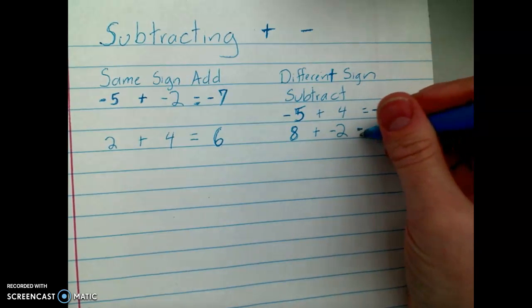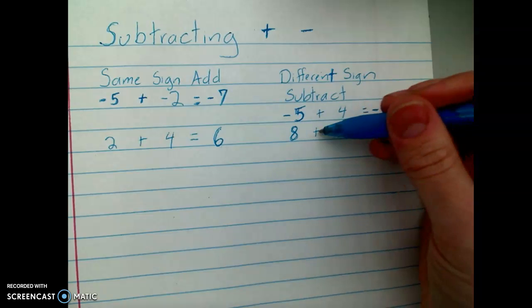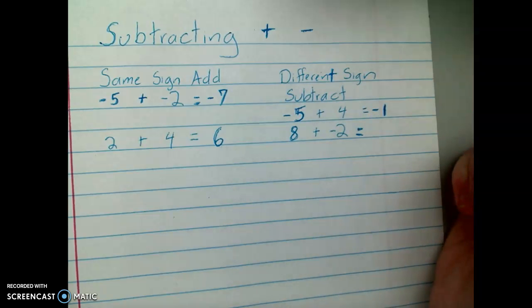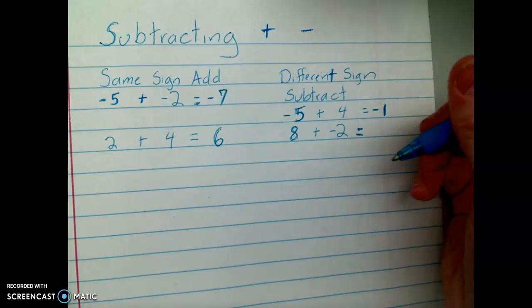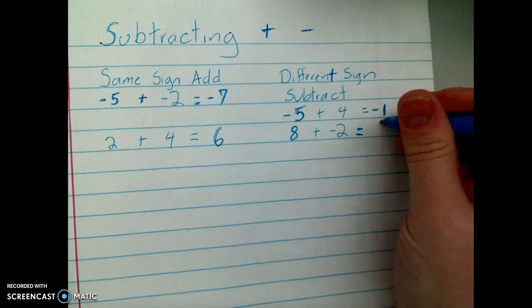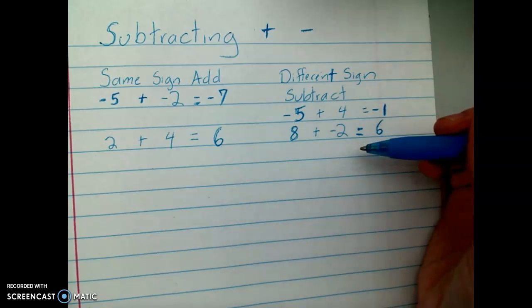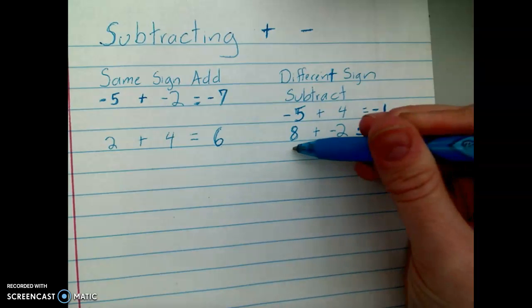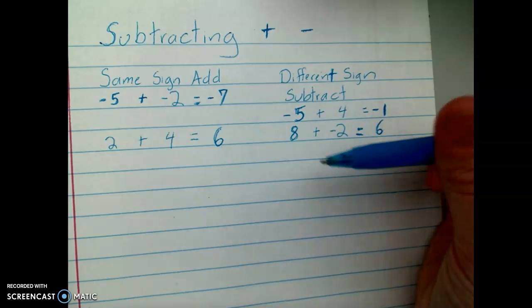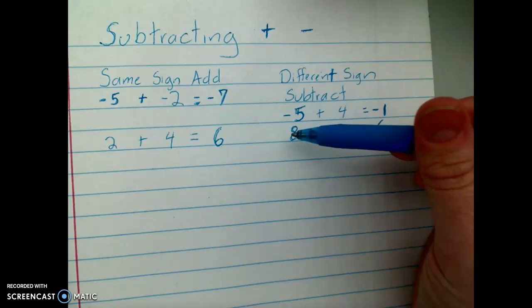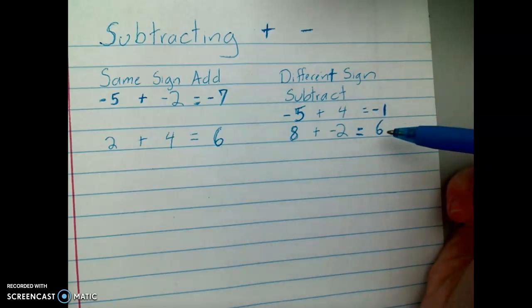Now this next one, I have 8 plus a negative 2. Again, they're different signs, so I'm going to subtract. 8 minus 2 is 6. And then I'm going to look at which of these numbers has the greatest absolute value. Well, 8 is definitely more than 2. So I'm going to keep positive just like the 8.